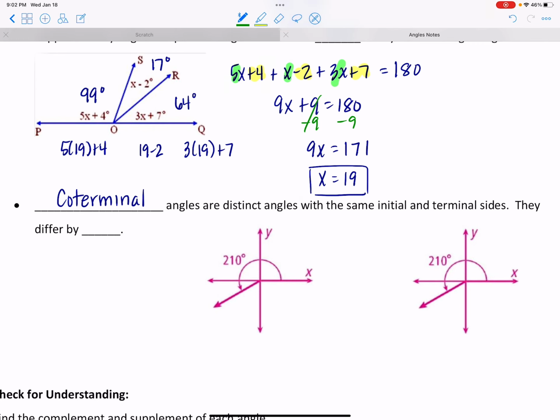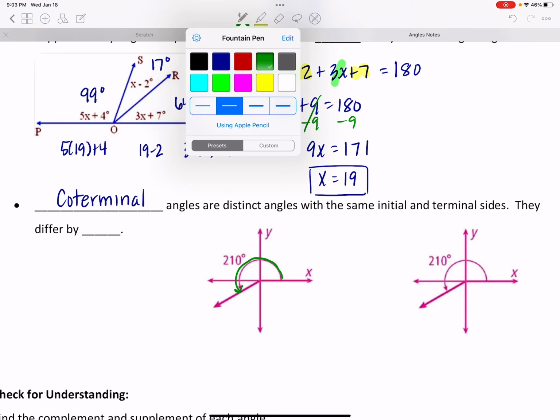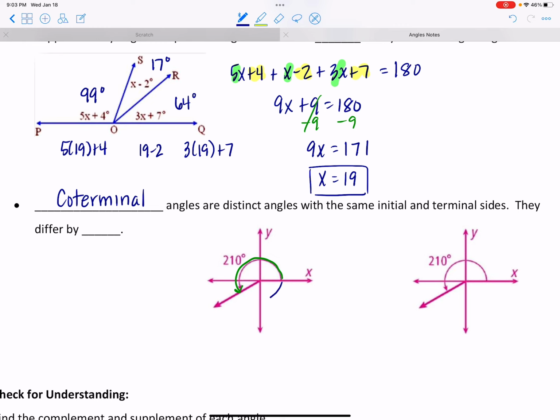So I have in the picture, the same picture twice on purpose, the first angle, that positive 210 degrees. Instead of rotating up to get to that 210 degrees, if instead I rotated down to get to that same terminal side, then this angle starts and stops in the same place. Same initial side, same terminal side, but one rotates up to get there, one rotates down. Those are definitely distinct angles, but they land in the same place. So those would be what we call coterminal angles.